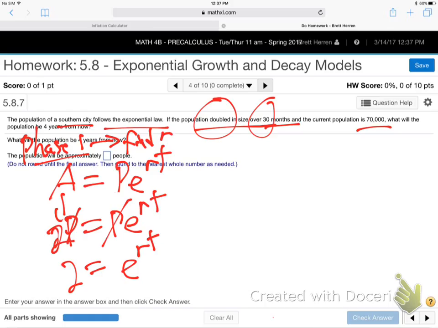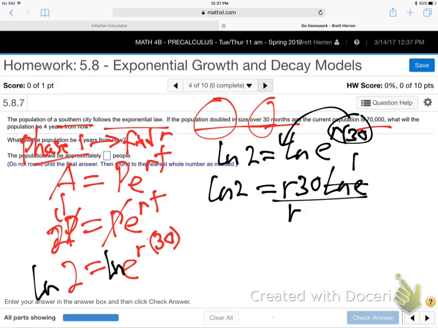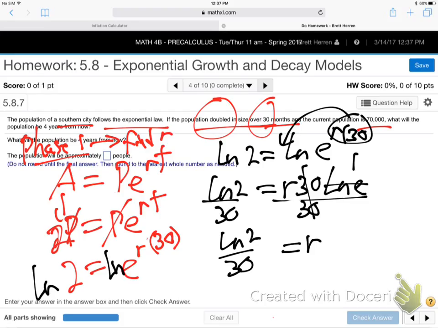Time, 30 months. Let me put in the 30 months. Is that good? How do we solve for R now? Ln on both sides. When you've got the letter in the power zone, Ln on both sides. So I've got Ln of 2 is Ln of e to the R times 30. The R times 30 drops down. Ln of e is just 1. Divide by the 30, because we're trying to solve for R. So R is Ln 2 over 30.